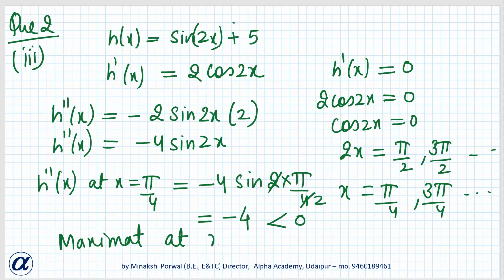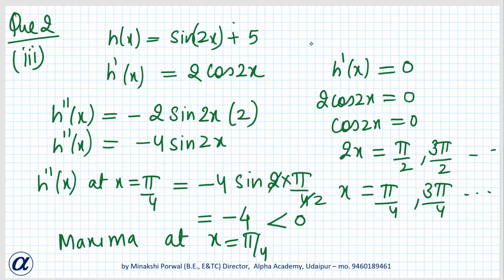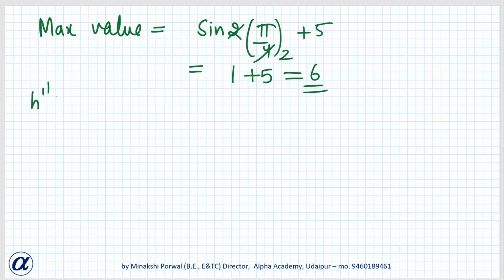So that means maxima at x equals pi by 4 and the maximum value will be equal to sine of 2 into pi by 4 plus 5. So that is equal to sine pi by 2, that is 1. So 1 plus 5, that is equal to 6. Is it clear? Yes, ma'am. Okay.